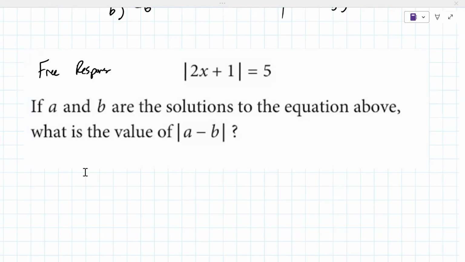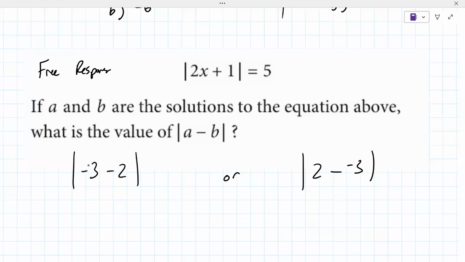Good question. You can do it both ways. What did you get for the two values? -3 and 2. Okay, so you can try -3 minus 2 or 2 minus -3. Does it matter? Oh, it's the same. What do you notice about the answer? It's 5. It is 5.